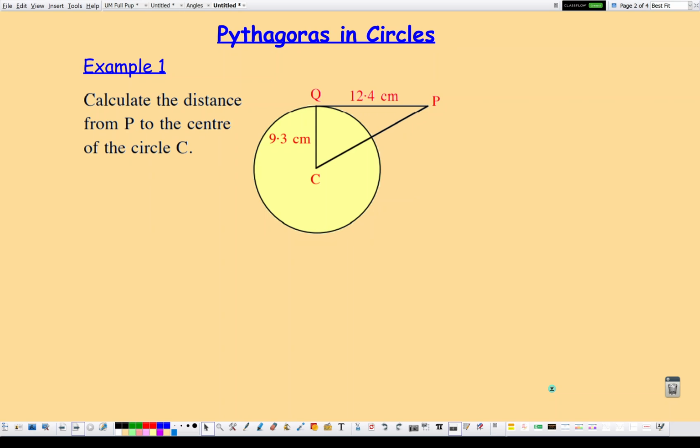So draw a nice neat circle, and we've got a tangent QP which is connected to a radius QC, and that is connected to the end of the tangent P to form a right angle triangle.